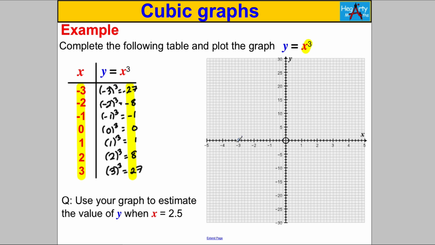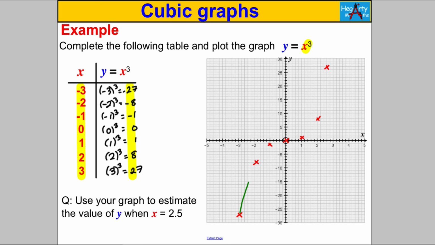Negative 3 with negative 27, back 3, down 27, which looks like it's about here. Negative 2, negative 8, back 2, down 8, which looks like it's about here. Negative 1, negative 1, that looks quite easy, it's about here. 0 with 0, 1 with 1, 2 with 8, and 3 with 27, something like that. And we're getting ourselves a curve. So it's certainly a curve, and it's kind of looking like this.